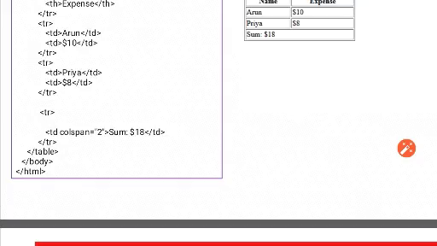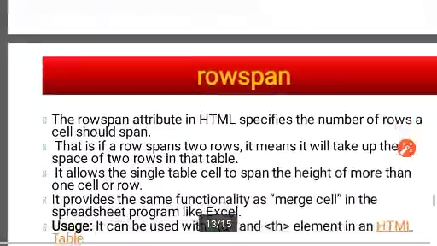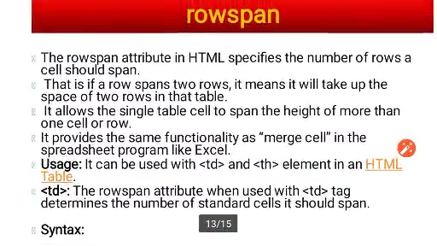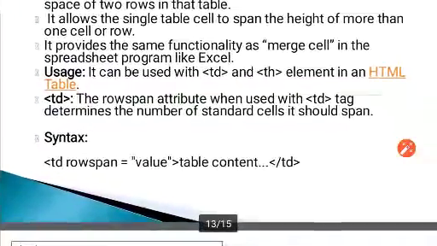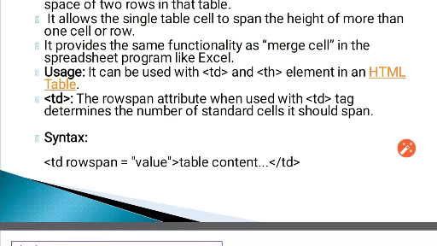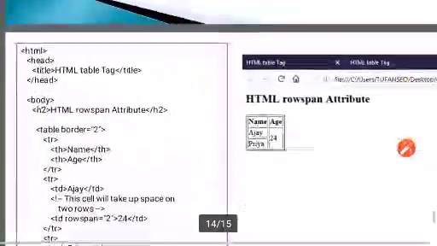I hope the colspan is clear to all of you. Next, we have got rowspan. Just opposite to colspan. Colspan is used to merge two columns. Rowspan is used to merge two rows. And its syntax is again the same as your colspan. TD rowspan is equal to value, how many rows you want to merge, and then table content, and then close TD. Let us see the example.